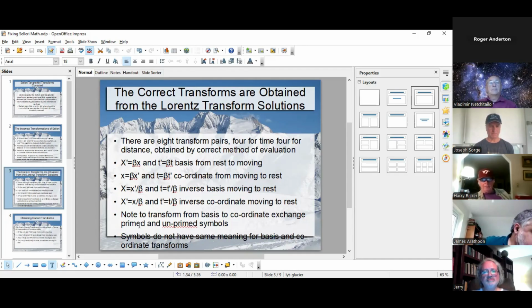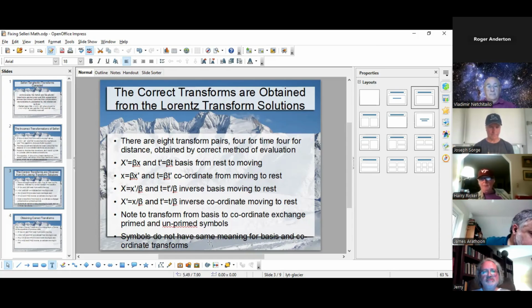Now, how do we get these? We take the basis transform, and we change the symbols from prime to unprime. You see, that's what happens when we have the basis symbol. We have x. And then to get to the coordinate transform, we just move the primes. We go x prime to x, x to x prime. That's really what's going on here in the mathematics.